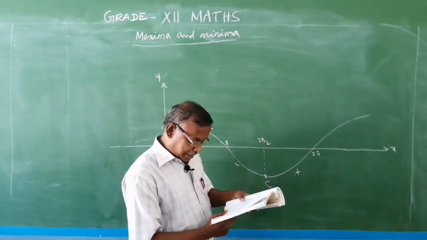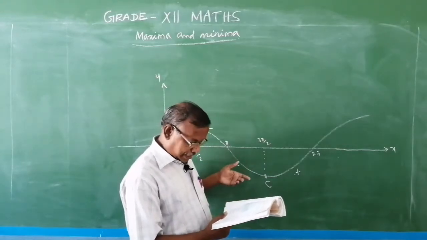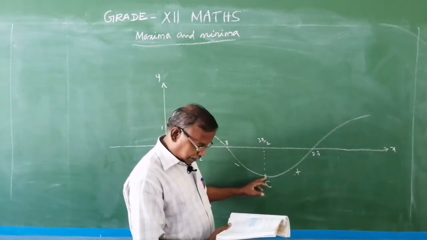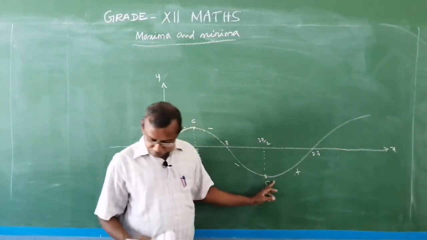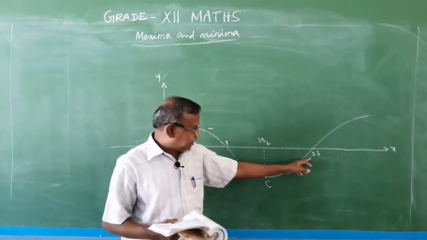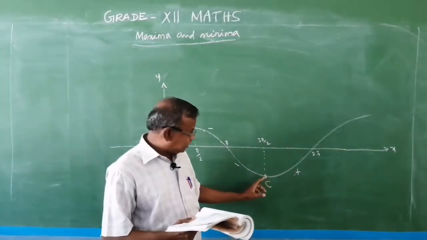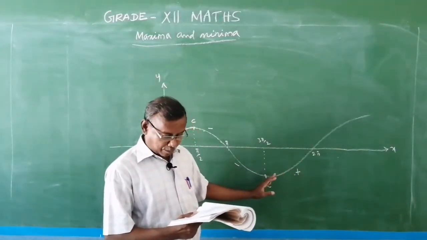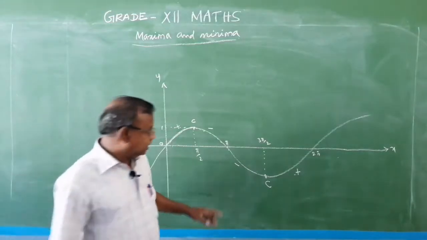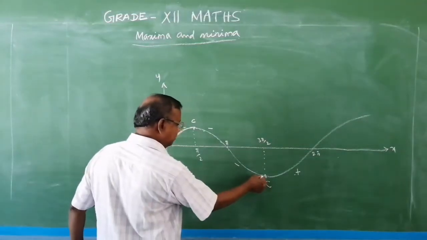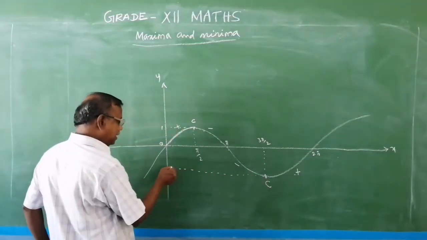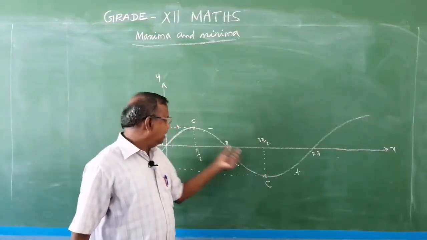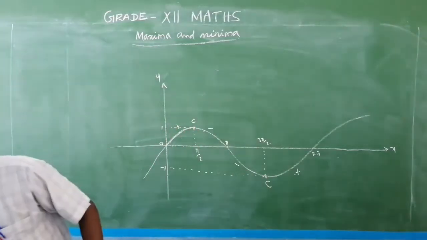And what they say is, f dash of x is less than 0 at every point sufficiently close to and left of C, and f dash of x is greater than 0 at every point sufficiently close to and to the right of C, then C is a point of local minima. Here you can clearly observe that the point at C has the minimum value minus 1. So, it is a local minimum.